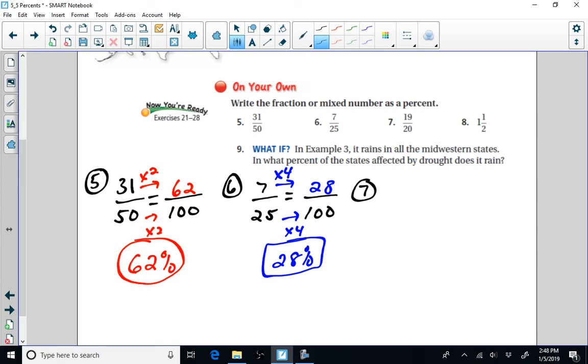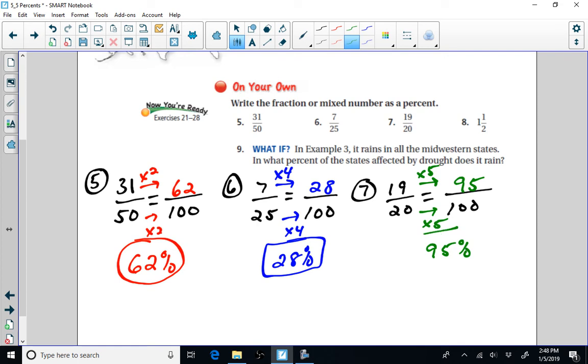Problem 7. We have 19 out of 20. Once again, I want to make an equivalent ratio with a denominator of 100. To do that, 20 times 5 is going to be 100, so I'd have to multiply that numerator by 5, and 19 times 5 is going to be 95. So 19 out of 20 is the same as 95 out of 100. 95 out of 100 is the same as 95%.